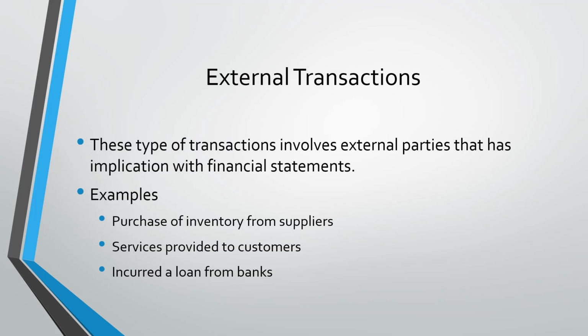So the first type of transaction, we call it external transactions. This type of transaction involves an external party, which of course has financial implications. Examples of these will be purchase of inventory from suppliers, services provided to customers, and incurring a loan from banks. As you can see in these three transactions, it has an effect on assets, on liabilities, or also will have an effect on equity.